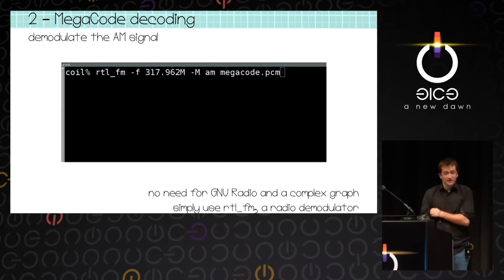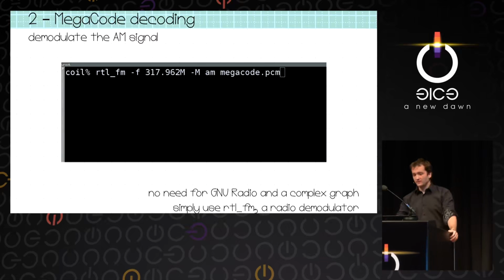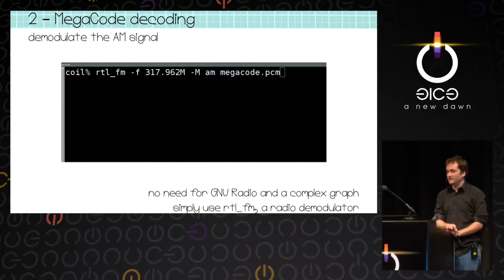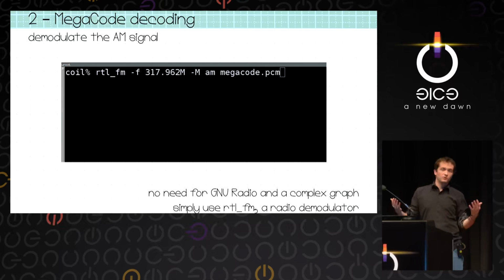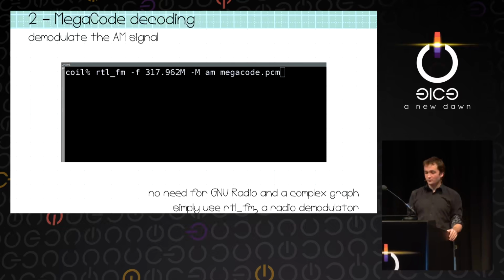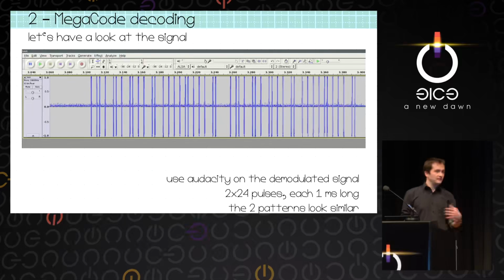Software-defined radio can be complicated, and GNU Radio is complicated, and I'm not a fan of it. I don't know how to use it. It's probably very good, but we want to keep things very easy. And we know it's AM modulation, so I just use a tool called RTL FM, which can do AM modulation. It's meant for listening to audio using the software-defined radio. So you tune to the frequency, you tell it it's AM modulation, you put it in a file, and then you open the file using any audio editing tool.